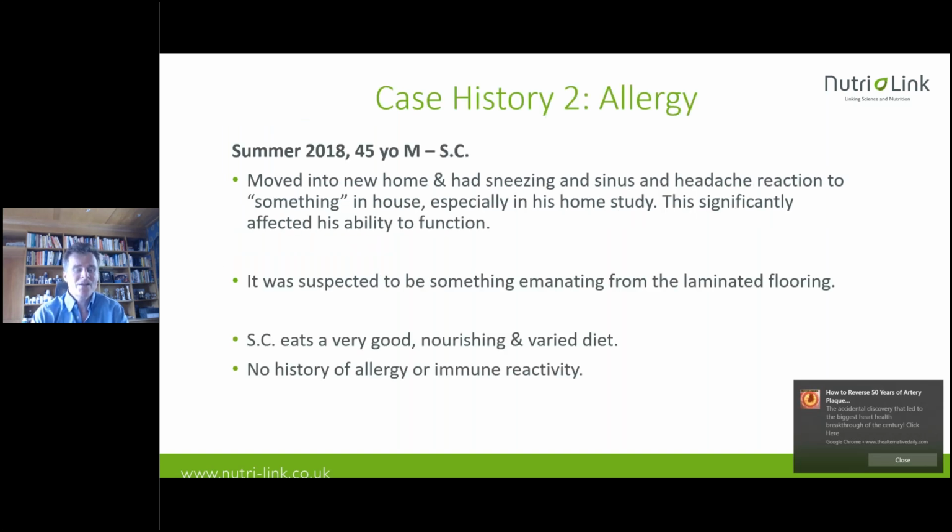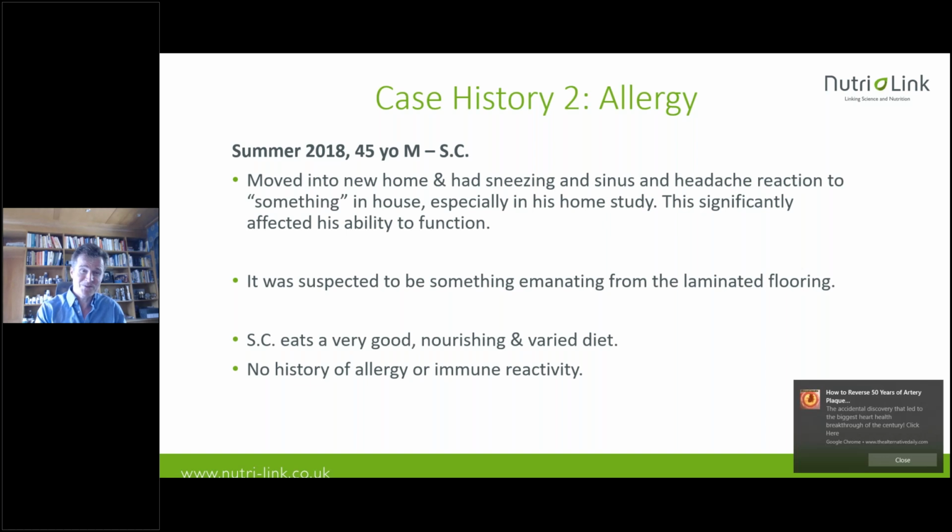Here's just one slide or two slides on this. Another case: a 45-year-old man, SC, moved into a new home with his family, and he immediately had sneezing, sinus and headache reactions. There was something in the house, particularly in his office, in his home study. Oh my gosh, I've bought this house, I'm in here, significant effective dysfunction. So I got a call from his wife: what can you do to help?